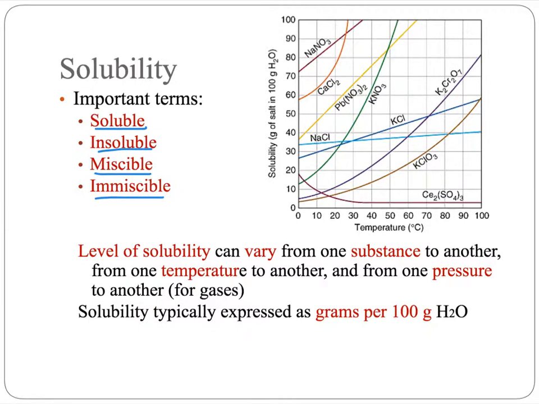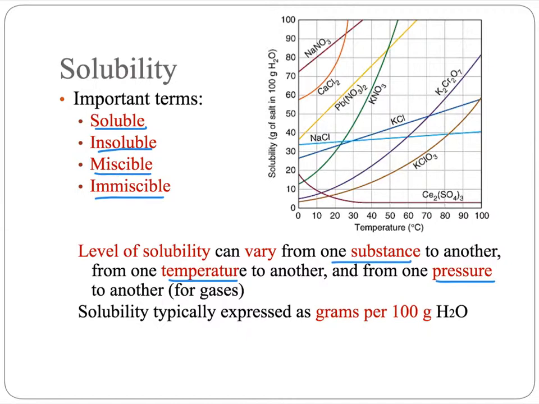The amount that something will dissolve, the amount that it is soluble, is known as its solubility. And the level of solubility can vary. Logically, one substance can be more soluble than another, but even for any particular substance, a change in the temperature can change its solubility, and if you're talking about gases, the change in pressure can affect the solubility.